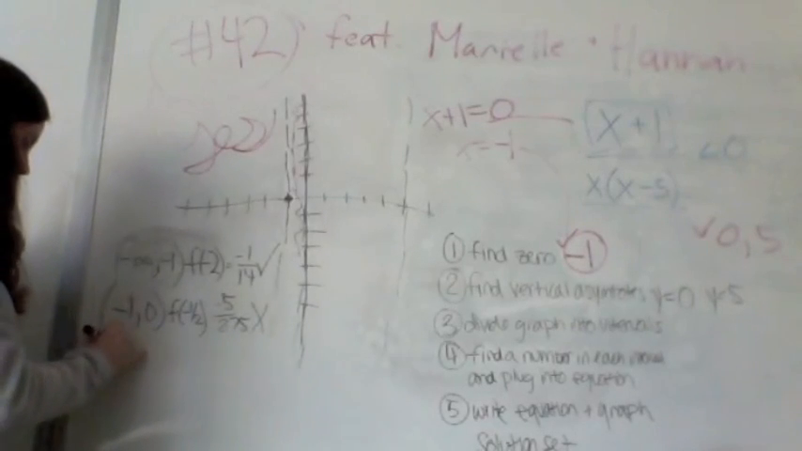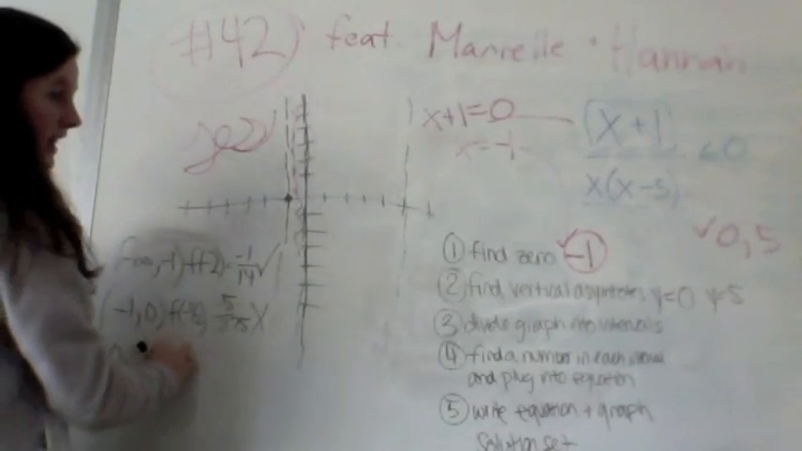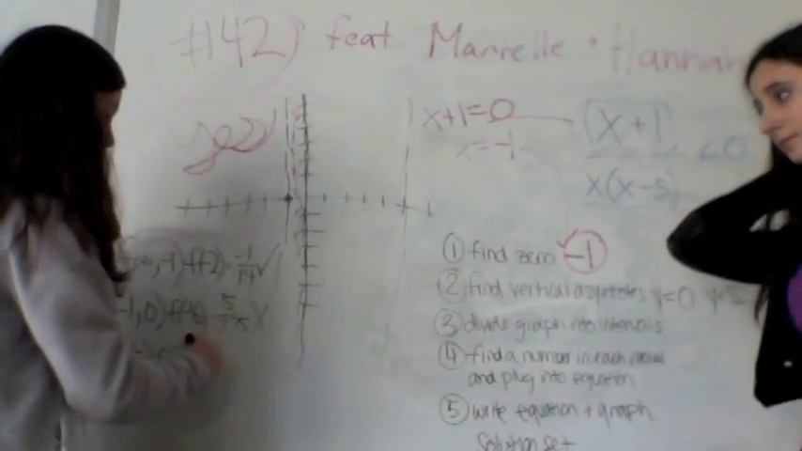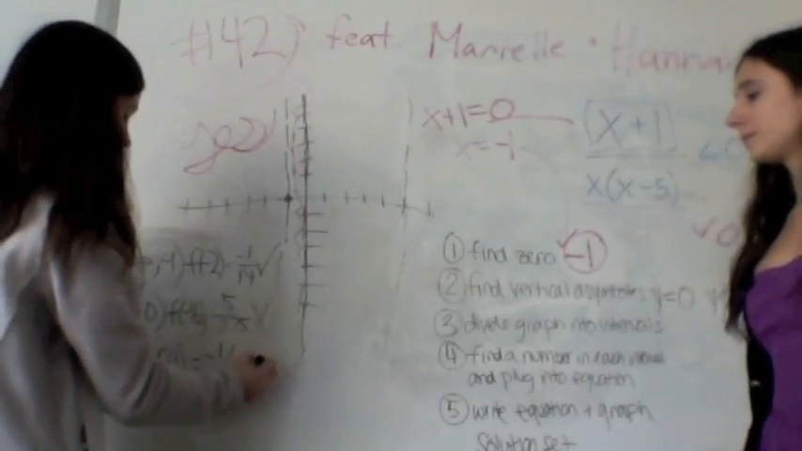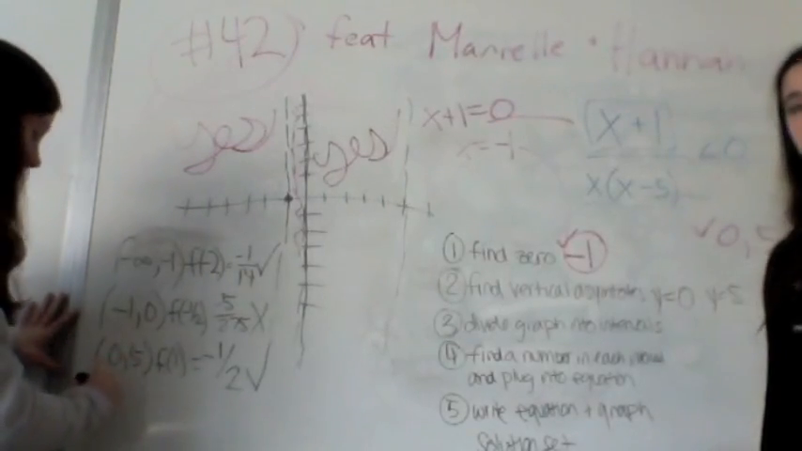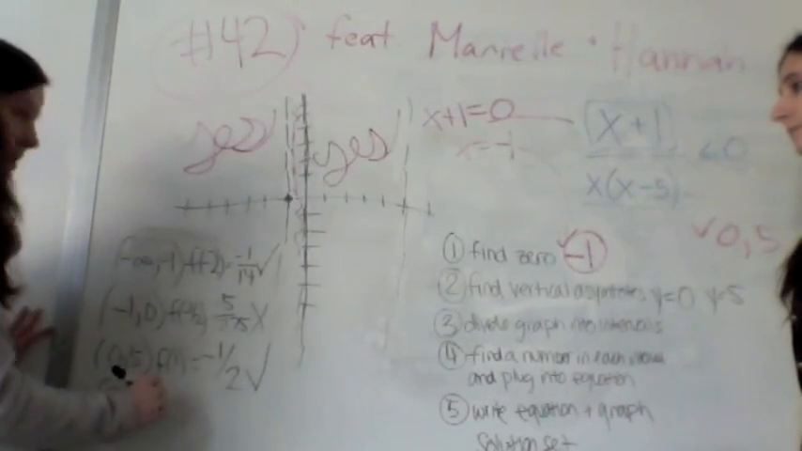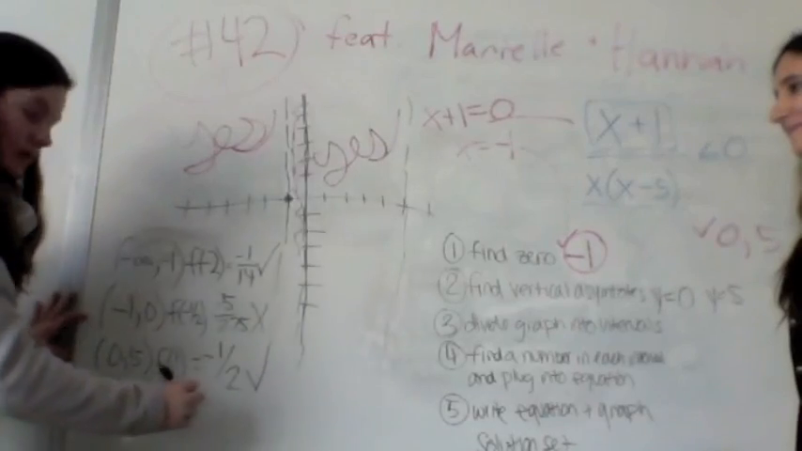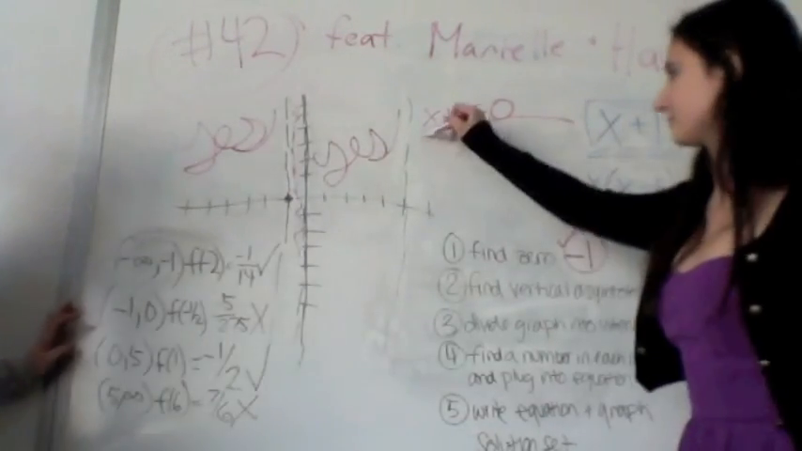Our next interval will be 0, comma 5, and we're going to try f of 1. When we do that, we find that f of 1 equals negative 1/2, which makes our inequality true. So this part is good. Our next interval will be 5, comma infinity, and we are going to try f of 6. We find f of 6 equals 7/6, which does not make our inequality true.